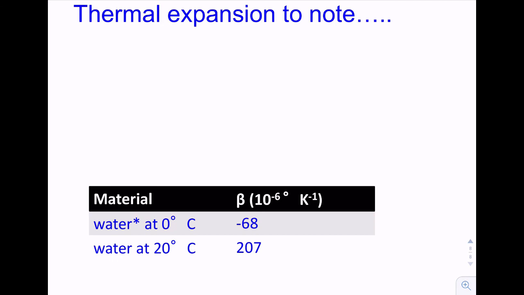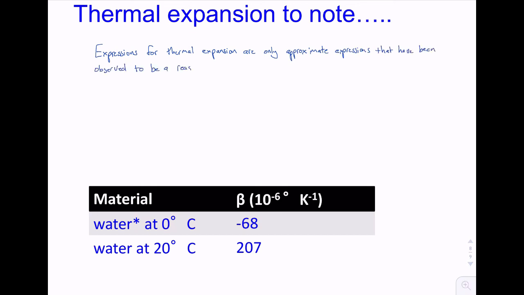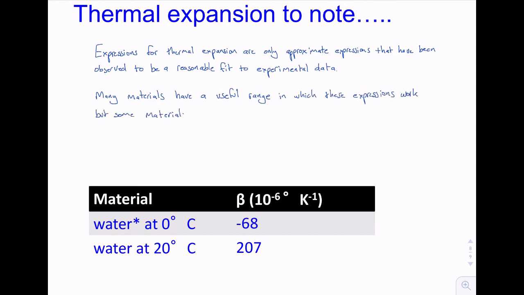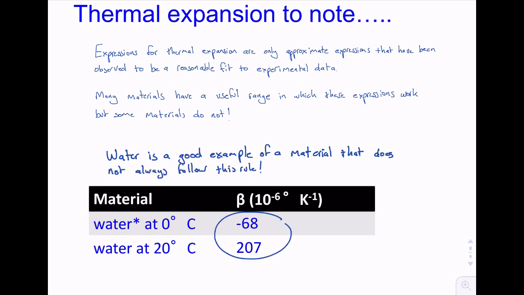Some final comments on thermal expansion. The expressions for thermal expansion are only approximate expressions that have been observed to be a reasonable fit to experimental data. Many materials have a useful working range in which these equations work well, but some materials do not. Water at low temperatures is a great example of a material that does not follow this rule.